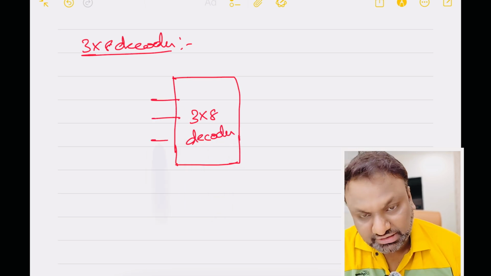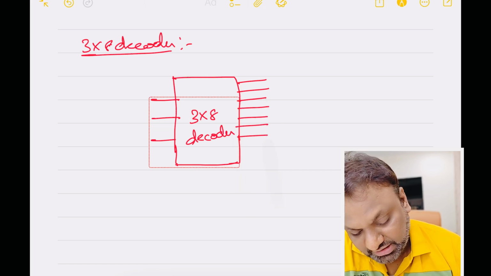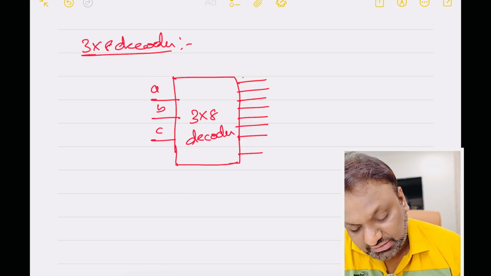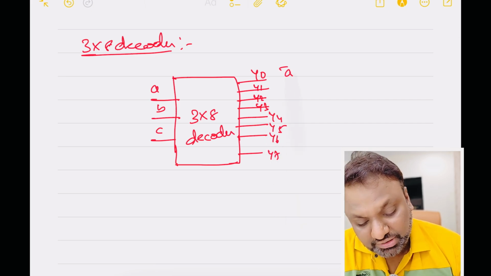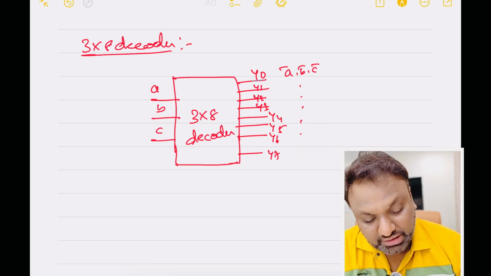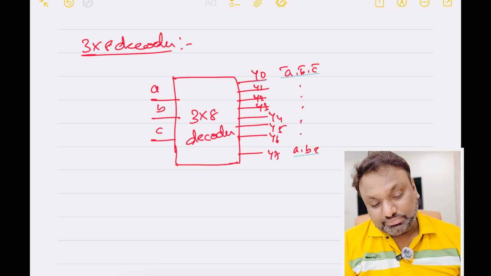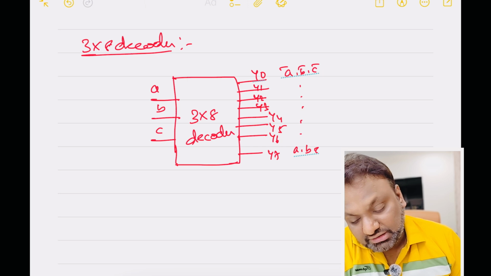So if the inputs are 3, then you get 8 outputs, 1 2 3 4 5 6 7 and 8. Okay, so A B C, so your outputs are y0 y1 y2 y3 y4 y5 y6 and y7. Starting from A bar B bar C bar to A B C will be my outputs for the 3 to 8 decoder. Okay, now let us try to implement some Boolean functions using decoder.